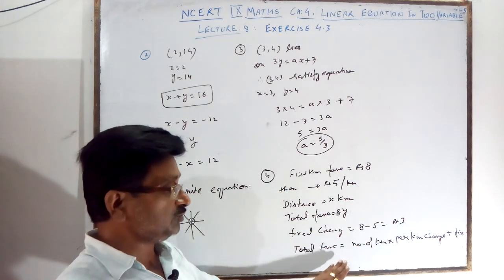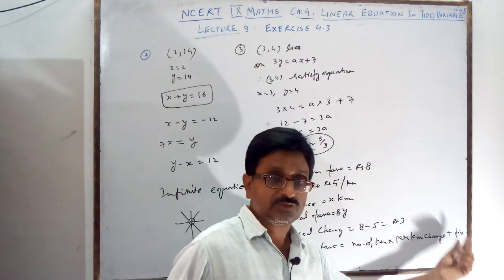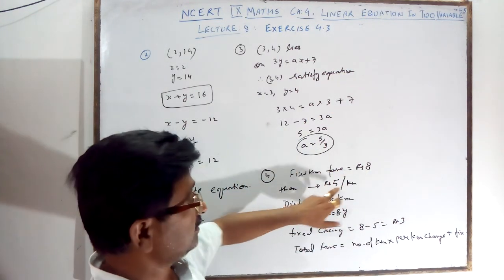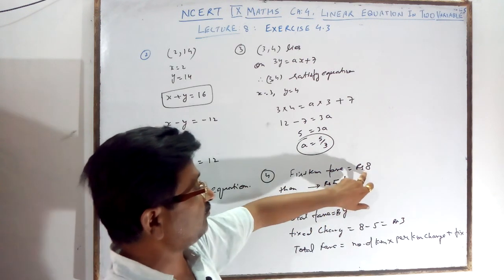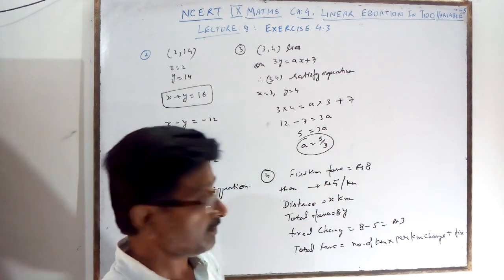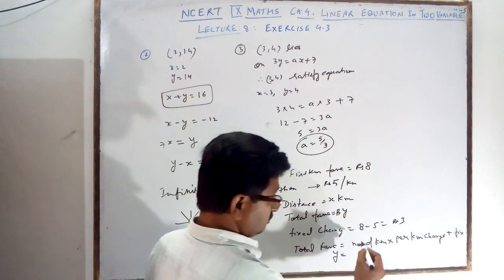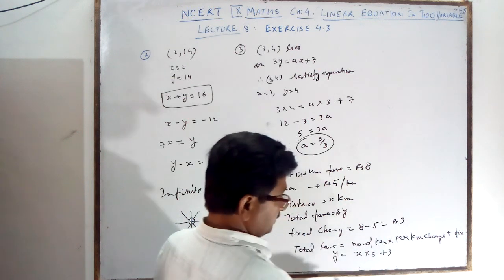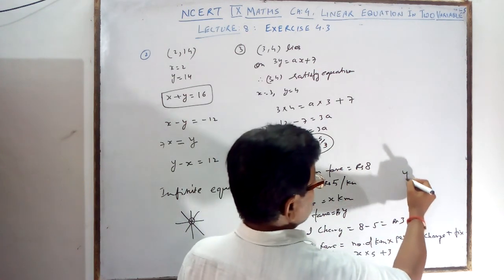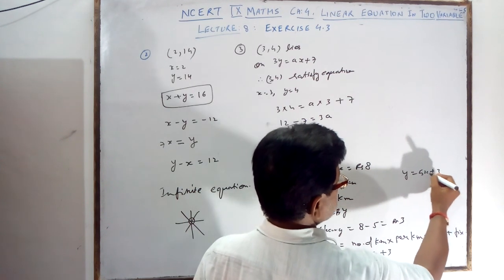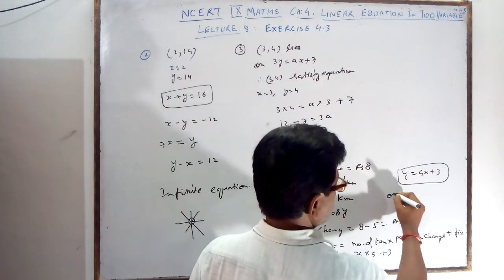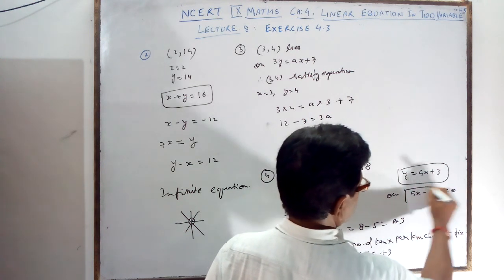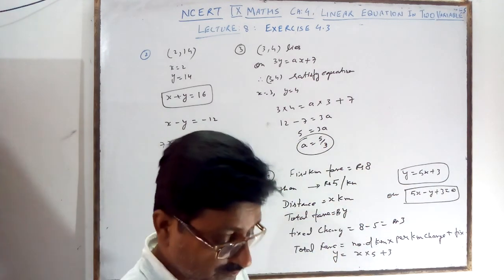Total fare, how much you pay? What is the fixed charge? Here fixed charge is rupees 3. Because 1 kilometer charge is 8 rupees, rate is 5 rupees per kilometer, so 5 rupees plus 3 is the total charge. So y is equal to number of kilometer x per kilometer 5 plus 3. So what is your equation? y equal to 5x plus 3. It is your equation, or you can write 5x minus y plus 3 is equal to 0. It is the equation you formed.